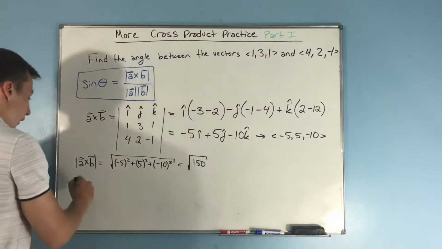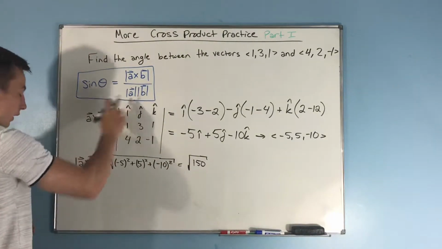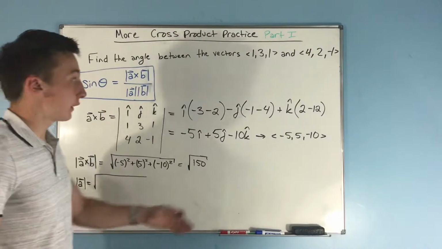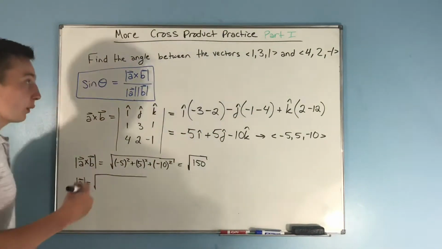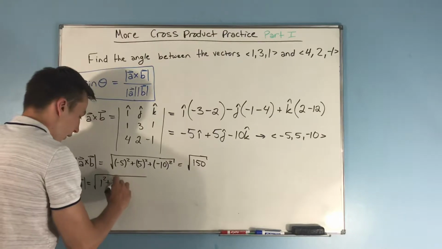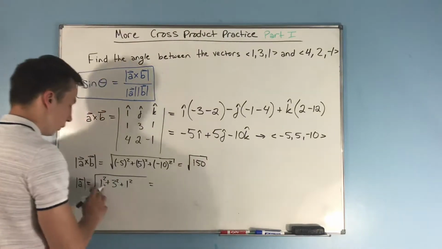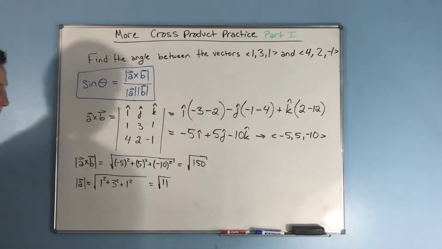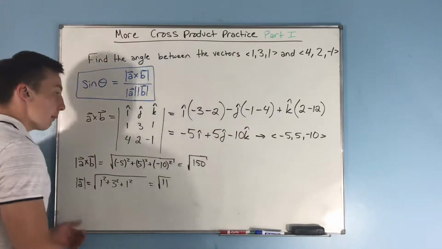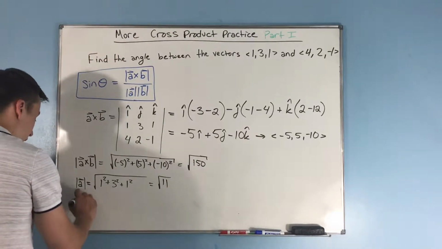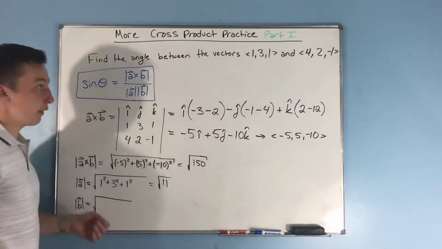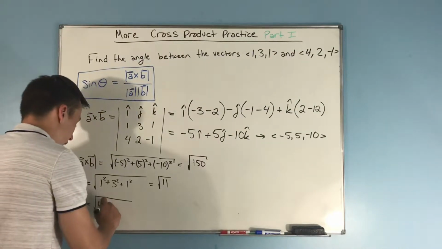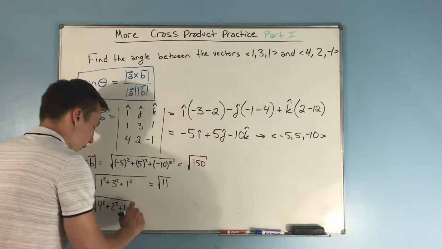Next we need to find the magnitude of A. That's the next piece. It's equal to the square root of the sum of the squares of 1, 3, 1. So we have 1 squared plus 3 squared plus 1 squared, which is 1 plus 9 plus 1 under the radical, so we'll have root 11. For the magnitude of B, we again take the square root of the sum of the squares of 4, 2, and negative 1. So we have 4 squared plus 2 squared plus negative 1 squared.